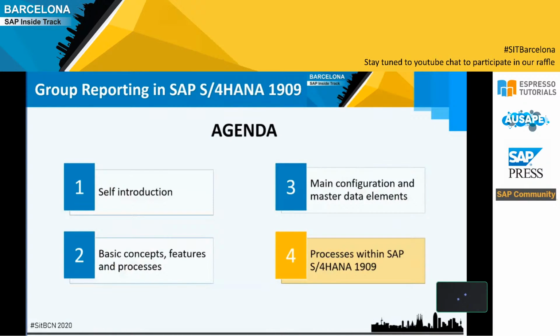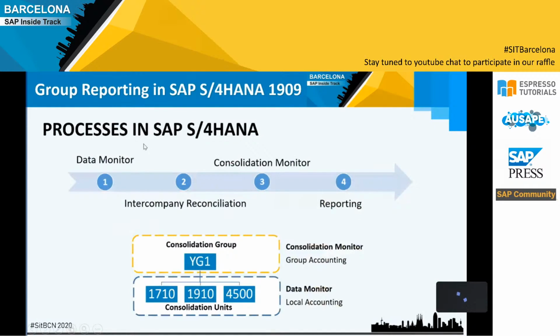So once we have already reviewed the main configuration elements and the basic concepts, we can see some samples in screenshots about the SAP data processes. So first is the data monitor that corresponds to the closing processes for consolidation units or company code. Then we can proceed with intercompany reconciliation that matches all the intercompany relationships between the consolidation units. Then we proceed with the consolidation monitor that is on top of each consolidation unit. We have the group of consolidation. And then we proceed with the tasks for each group. And finally, we will go through the reporting.